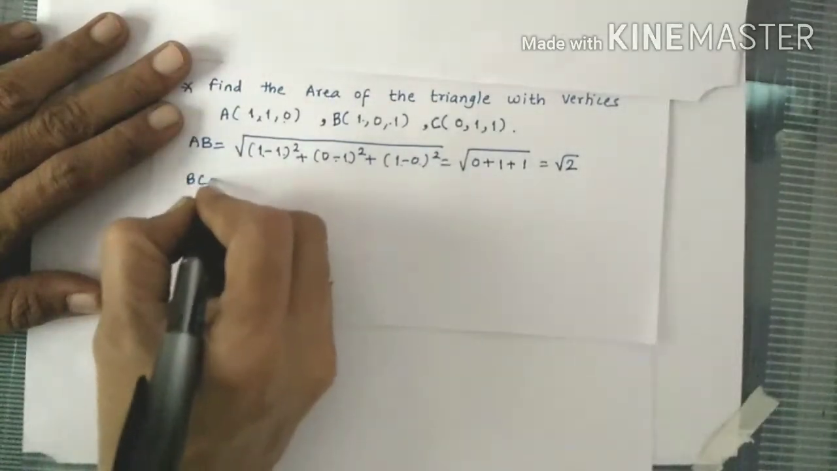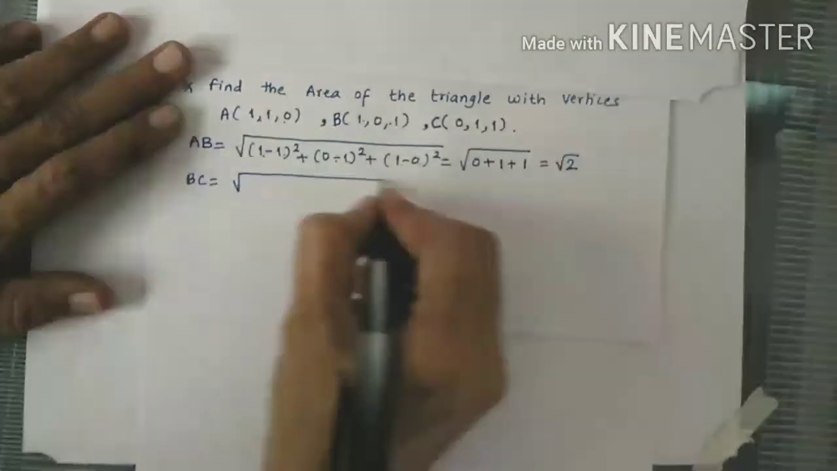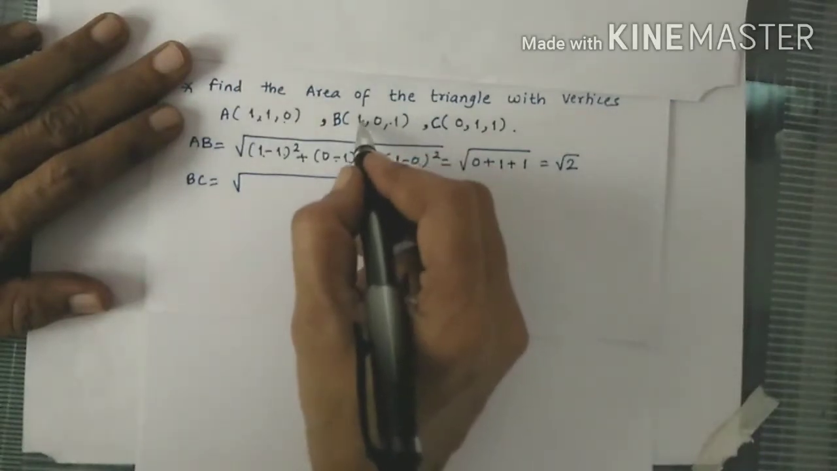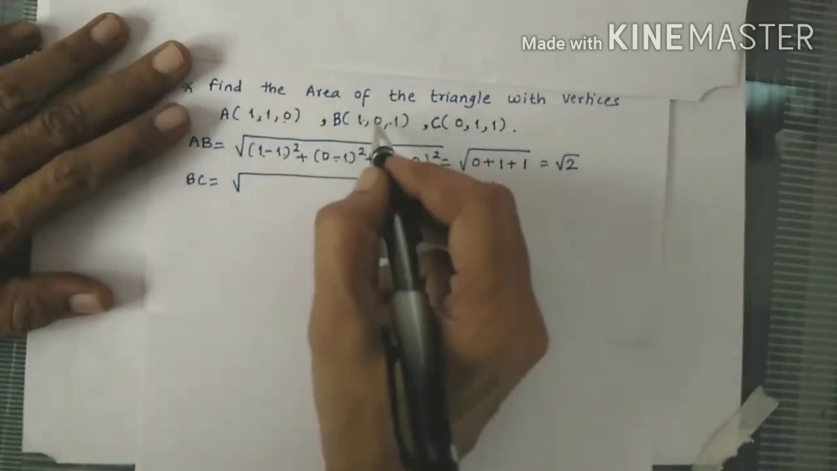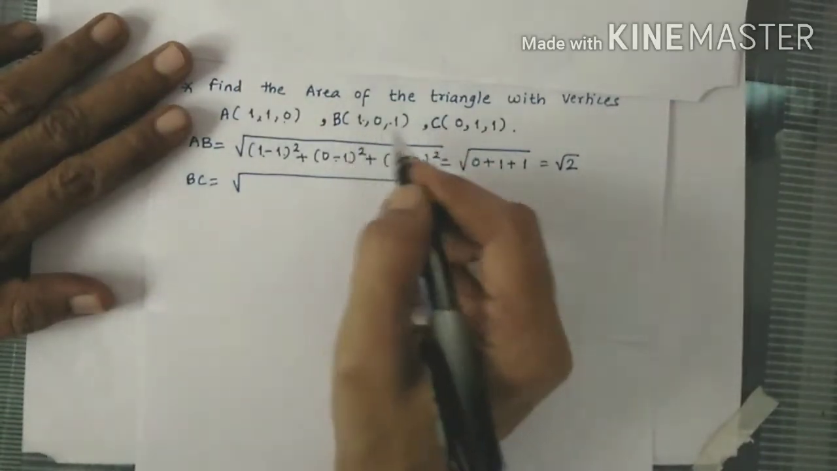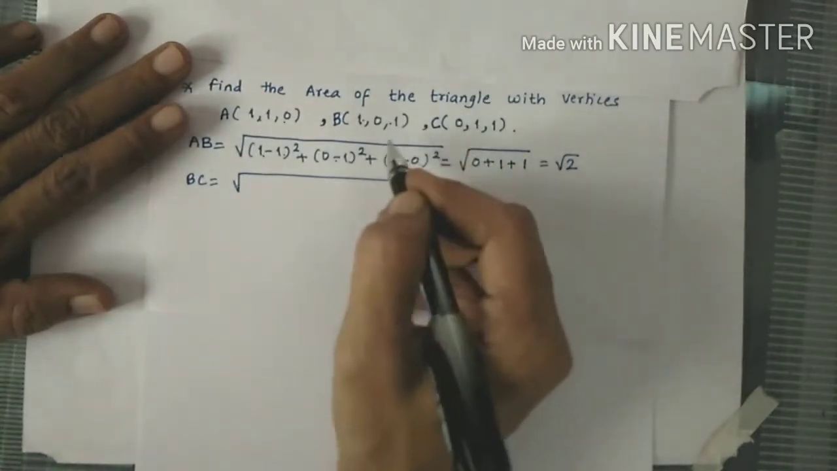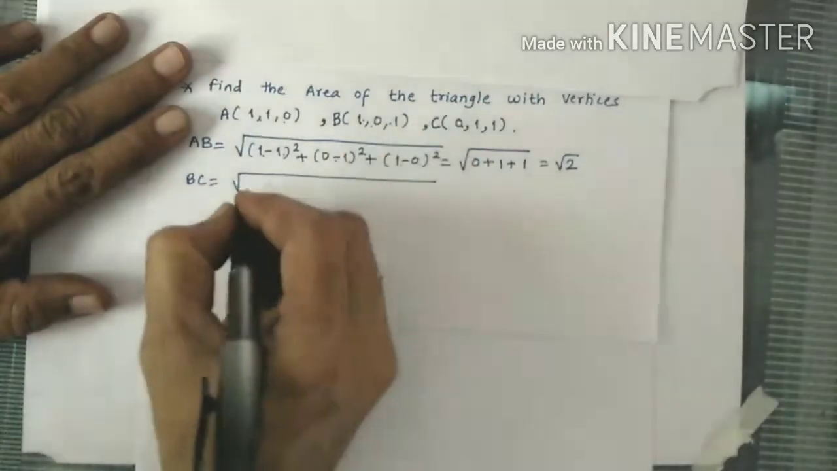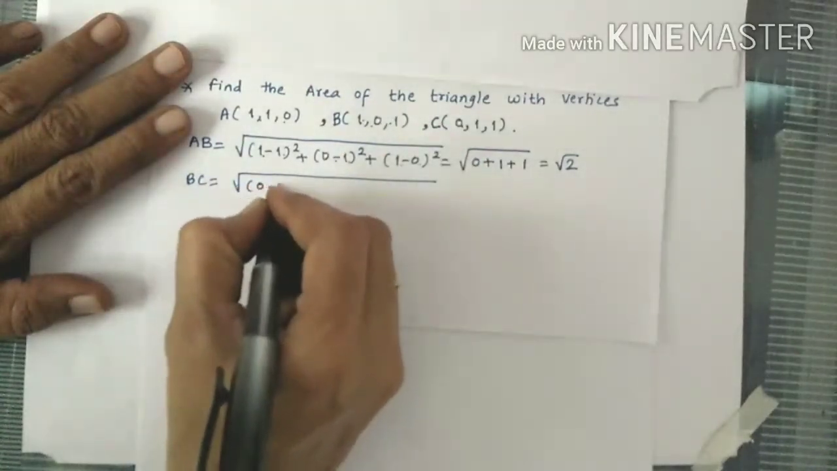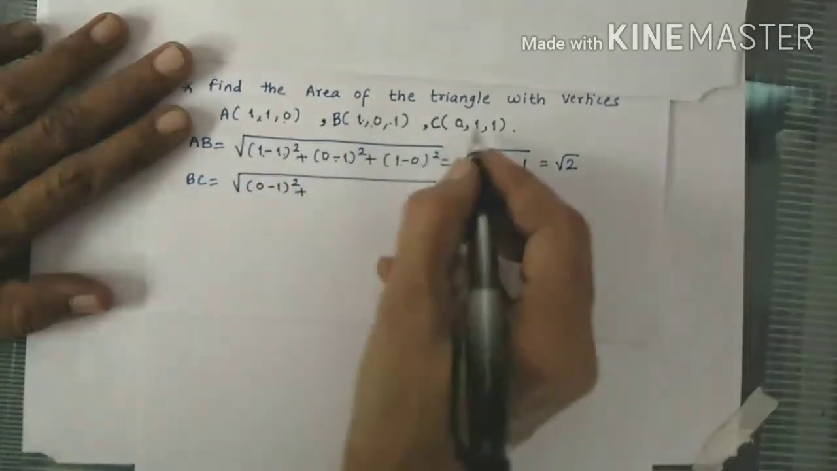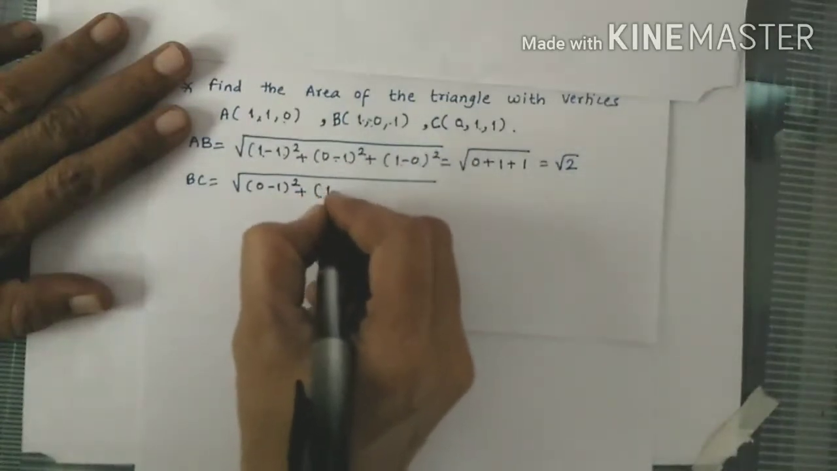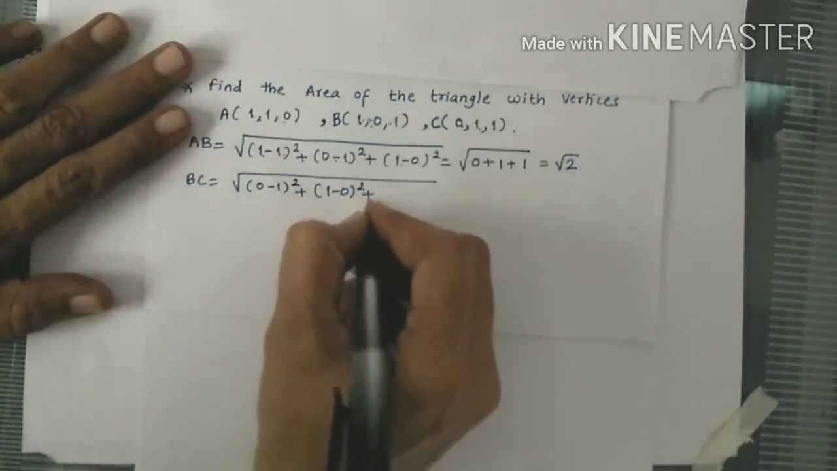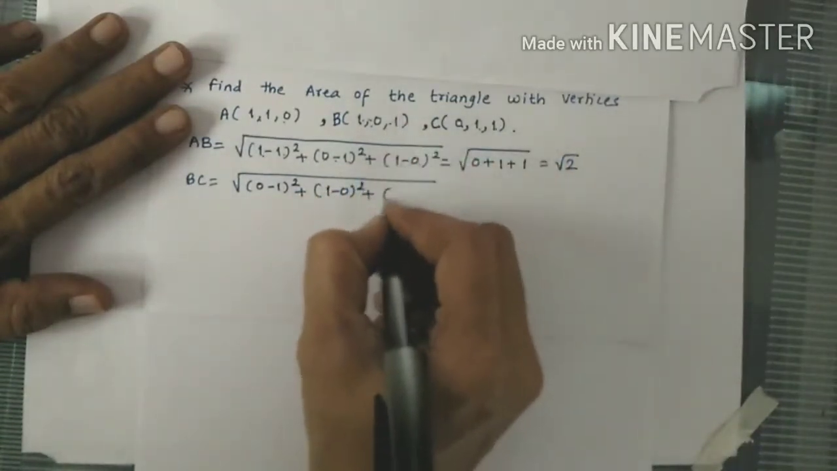Now let's find out BC. BC is root, now consider B and C. So either you can subtract coordinates of C from B or coordinates of B from C. Okay, any way will do. So this one is (0 minus 1) square plus (1 minus 0) square plus (1 minus 1) square.